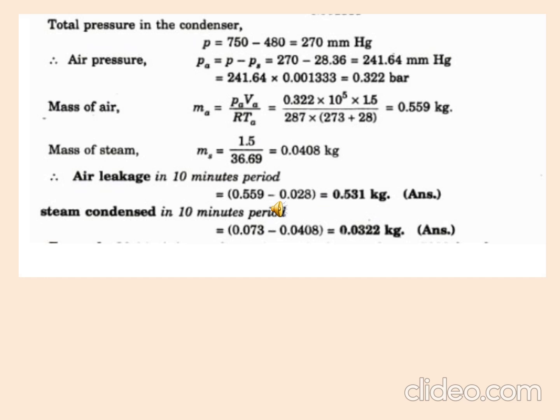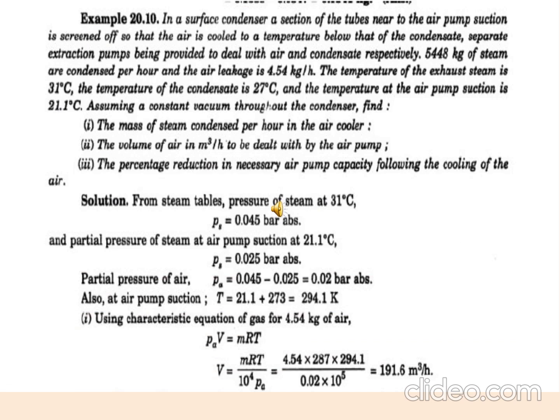Okay, then if we will find out the mass of air, same formula, PV equals MRT. If we will find out the MA, then PV equals RT: it is 0.322 into 10 to the power 5 into 1.5 divided by 287 into (273 plus 28). So it will be 0.559 kg.